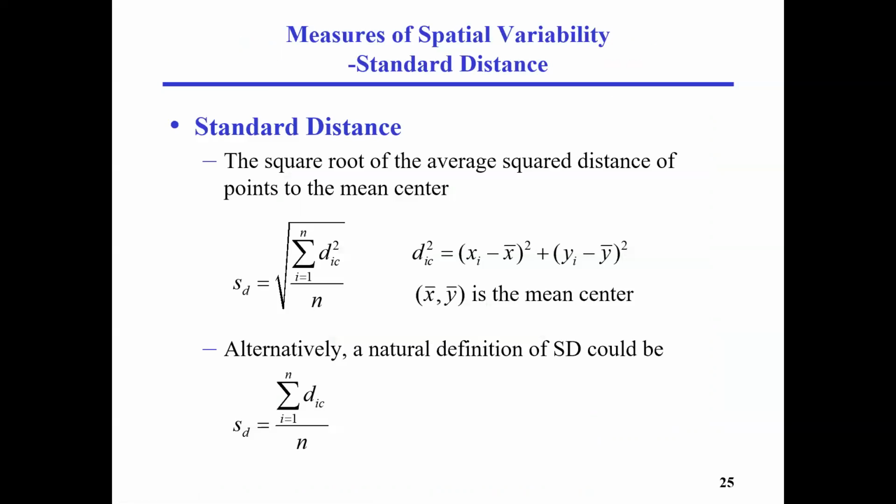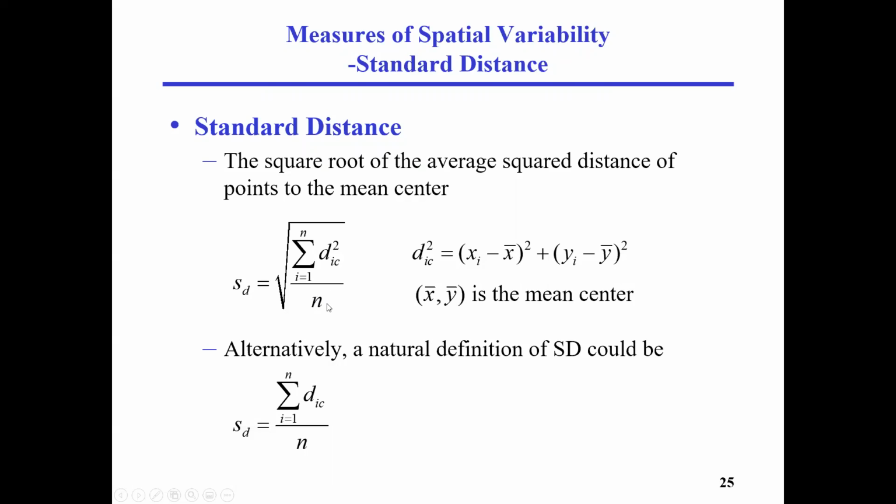Okay, then let's talk about variability with spatial context. The first concept I want to introduce here is called standard distance. So the square root of the average square distance of points to the mean center. Mean center is the centroid of a polygon, right? And it is addressed by x bar and y bar. So for this standard distance, it's called SD. So D here is used to differentiate from standard deviation, which is simply S, right?